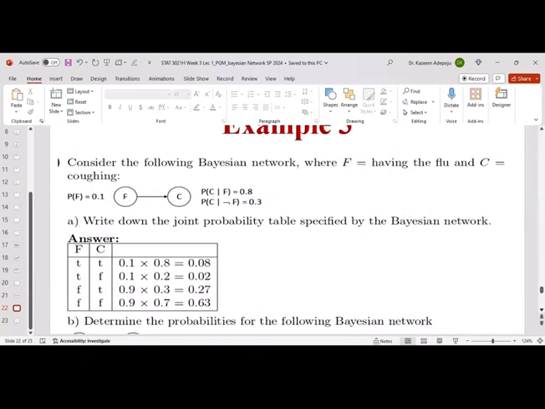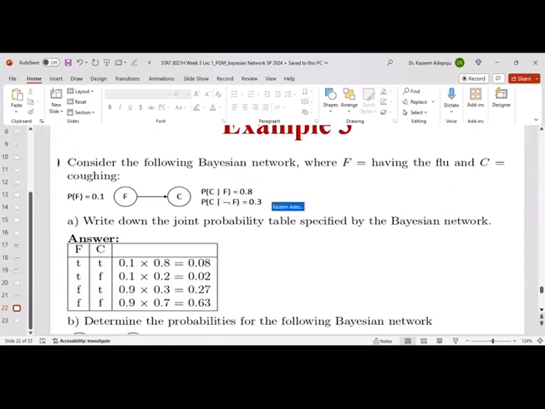Let's go to another possibility. I don't have a flu, but I'm coughing. What is the probability of not having a flu? It's going to be 1 minus this, the complement of that. That's why you have 0.9. You see that? Then multiply by the probability that I cough given no flu, 0.3.